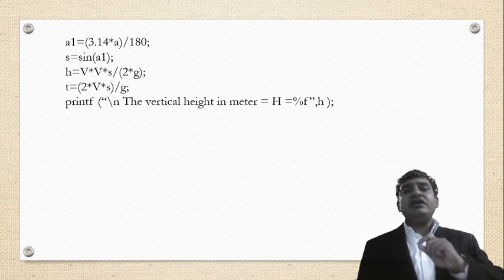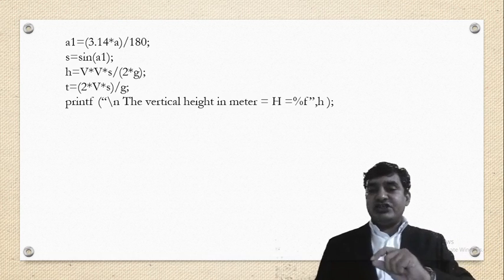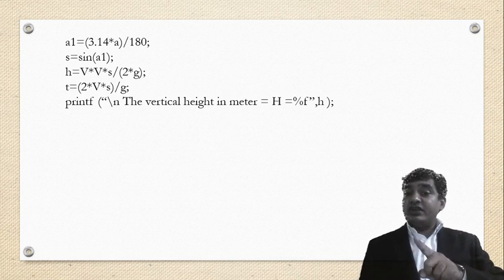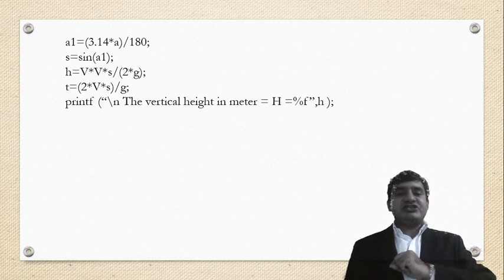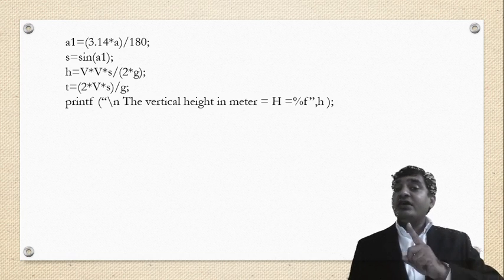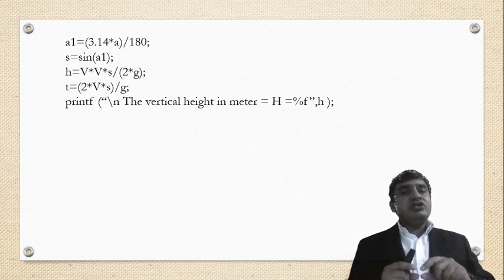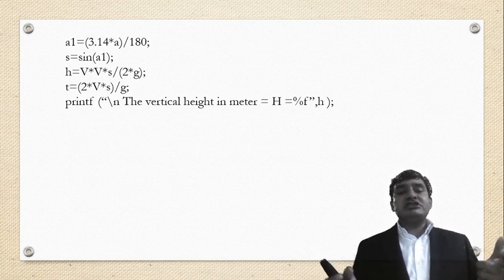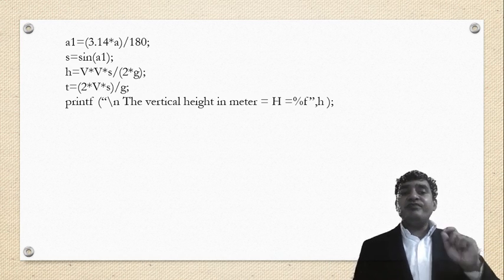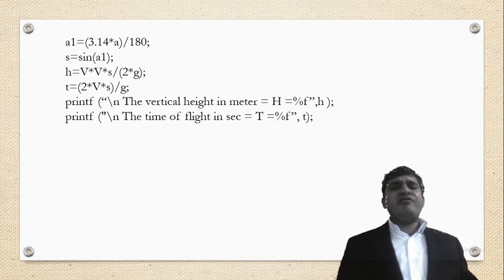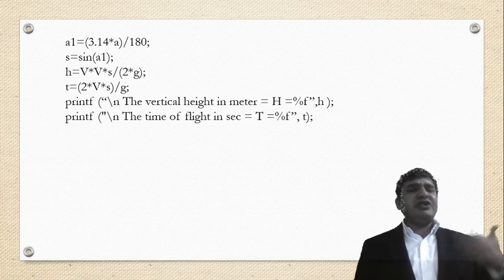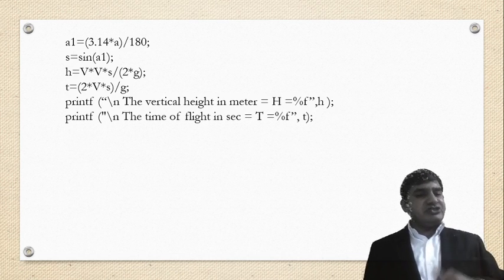The vertical height in meters is equal to h, it is equal to percentage f. The vertical height may be a float, and therefore we use percentage f comma h. So the vertical height is displayed on the screen by using this output function. Now we have to display the time of flight, so we use the printf function, \n means new line.